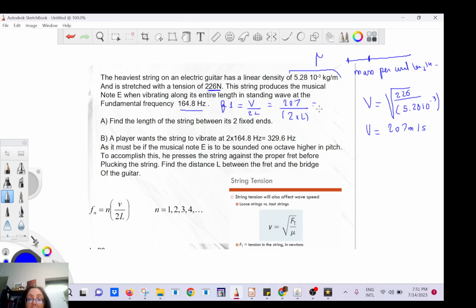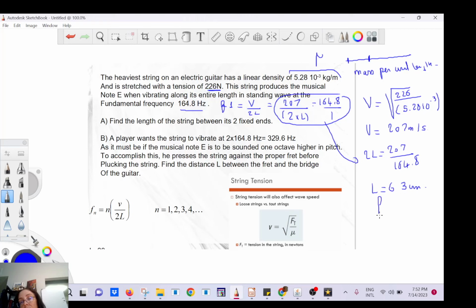Equals the note E, which is 164.8 over 1. So you can solve for the length. You have 2L equals 207 divided by 164.8, and whatever you find, divide by 2, and you get 63 centimeters. So the frequency is 164.8 hertz.